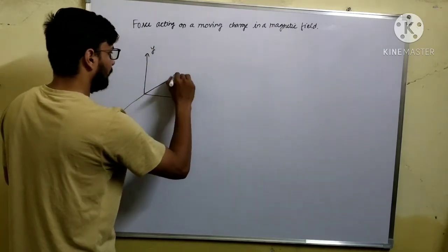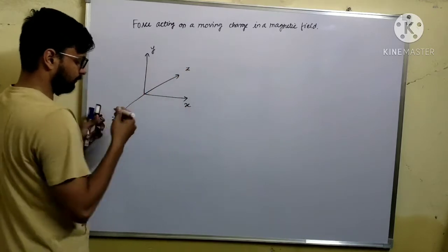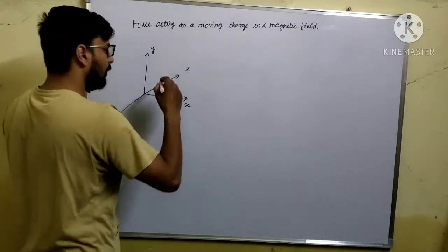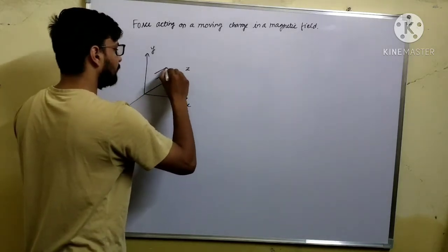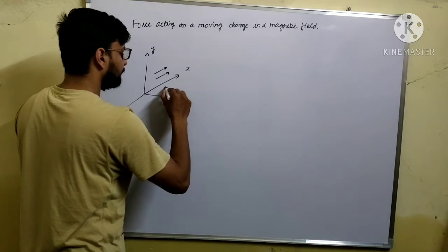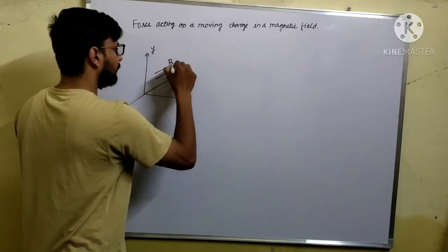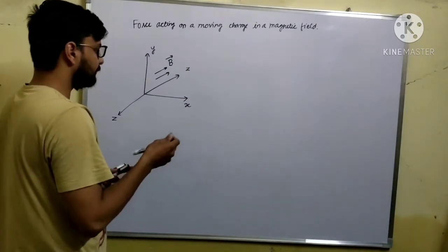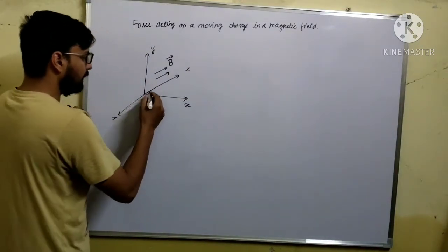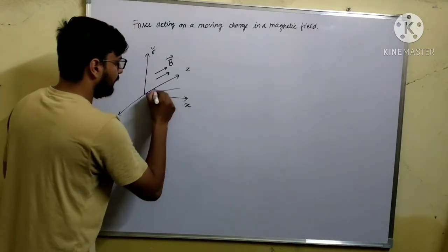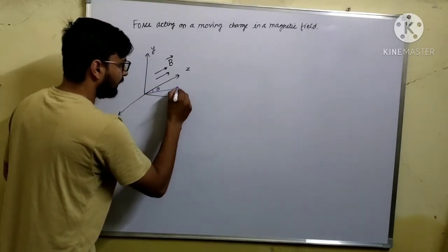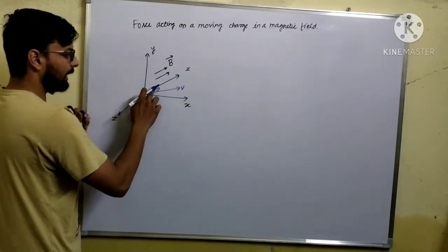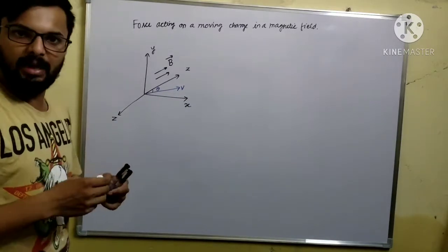If we extend this, this will also be called the z-axis. Now, if I take the direction of the magnetic field along this z-axis, this is the direction of the magnetic field, and there is a charge which is moving at an angle theta from the magnetic field.